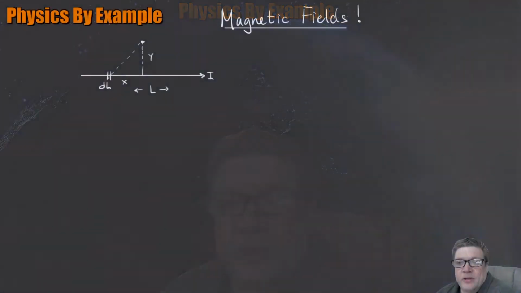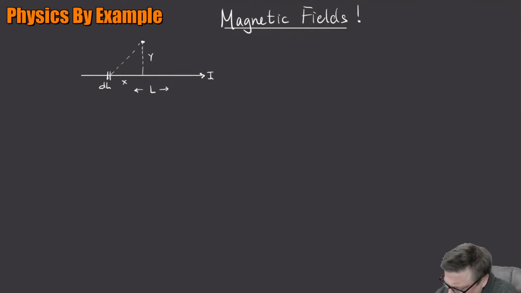One really important example is the magnetic field from a straight line current, a segment of a wire or something. It turns out to be really, really important because we encounter that all the time. So suppose I have a current I, the segment is length L, and up here I want to figure out the magnetic field at some point. Let's say it's y away from the wire.